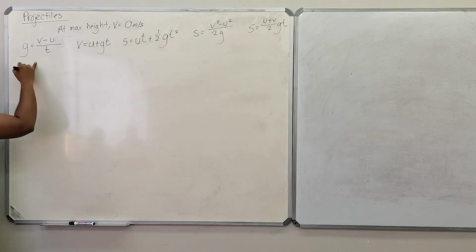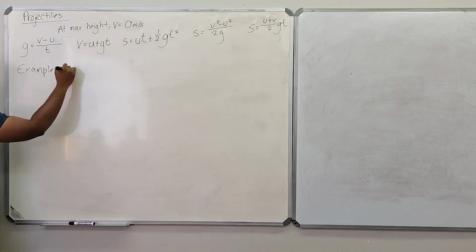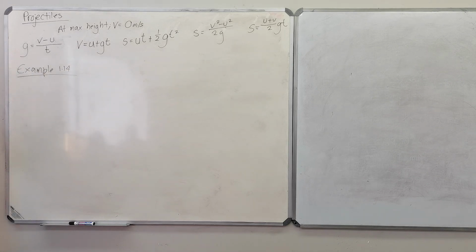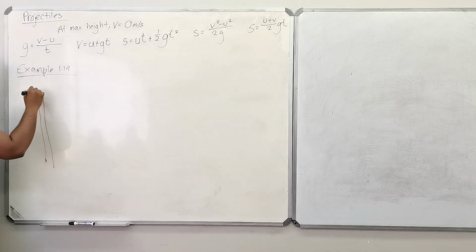Okay. Example 1.14. This example is a bit tricky, right? After this one you can go. Thanks, Trevor, for allowing me the opportunity. Okay, so it tells you that a cannon is situated on a building 50 meters high. So this is your building, 50 meters, and then you have a cannon.